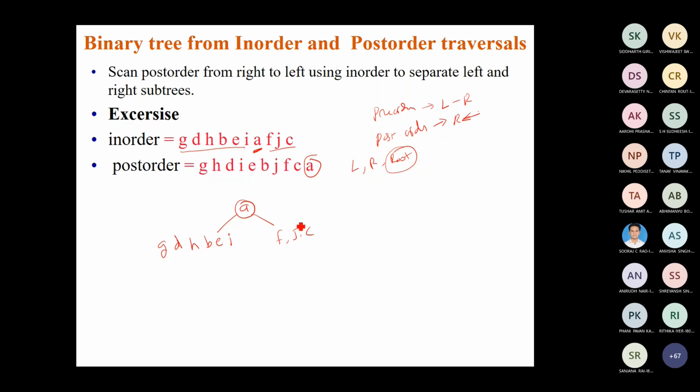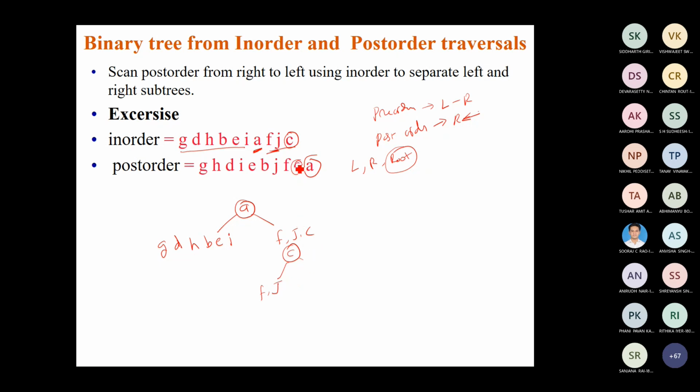Then after that, what is the next node? That is nothing but this C. So C is going to become the root node here. Identify C somewhere; C is somewhere here. There is no right child for this, it is empty, and on the left there are two more nodes, nothing but F and J. So that is done.